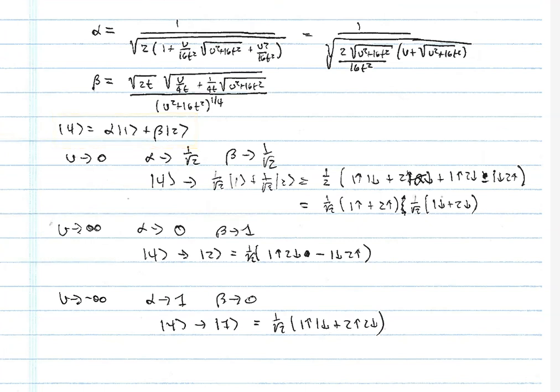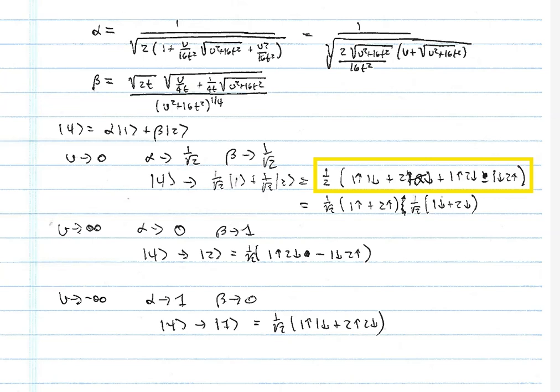When u goes to 0, if I take that limit, you see the only term that's going to survive are the 16t squared terms. And we actually find when all the dust settles that alpha is equal to 1 over the square root of 2 and beta is equal to 1 over the square root of 2. So we can plug that in using the expressions for 1 and 2, and you see it's equal to 1 up, 1 down, plus 2 up times 2 down, plus 1 up times 2 down, minus 1 down times 2 up.